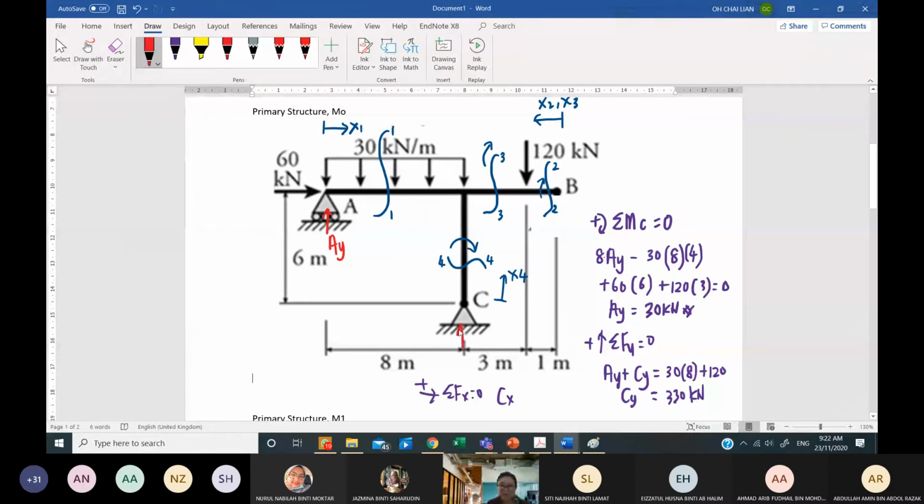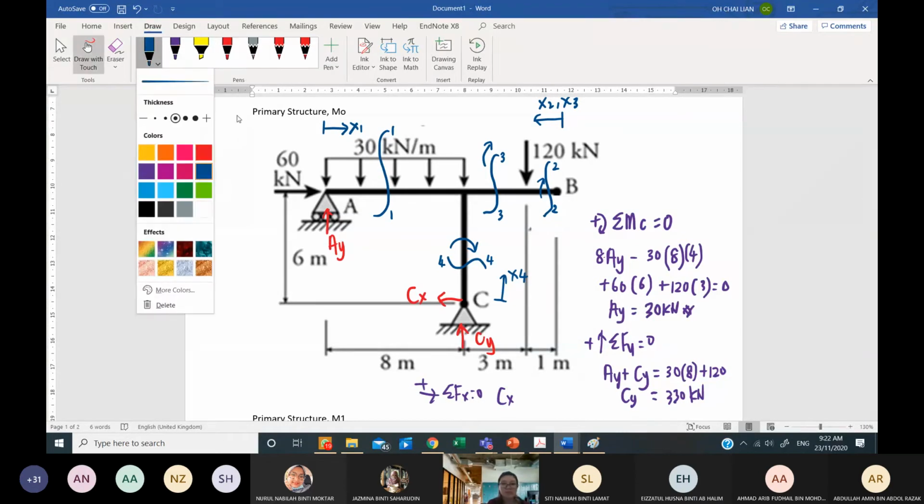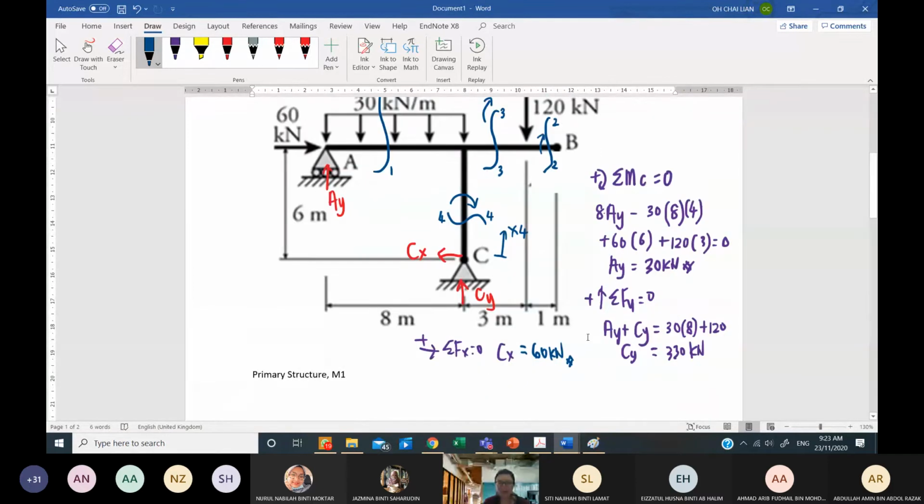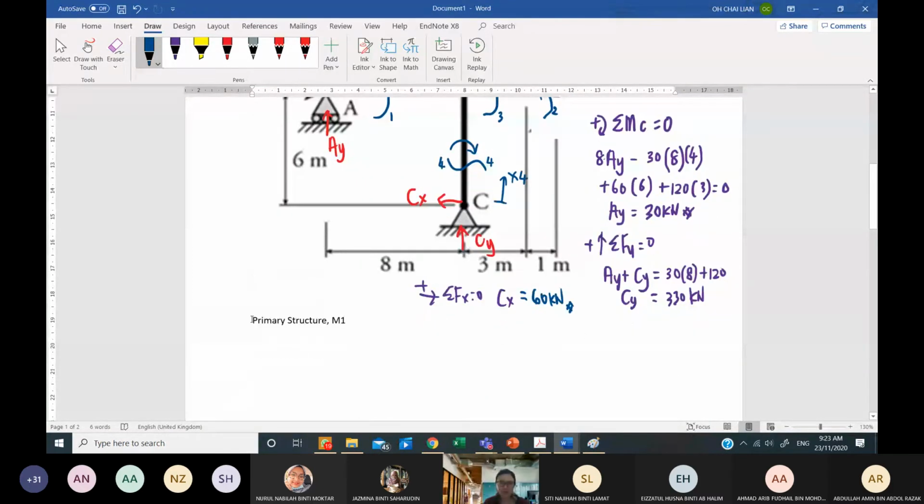I want to draw my CY, my CX. Okay. So my CX right now is equal to the only loading here. Am I right? Okay. So we have solved for the support reaction. Okay. So how about you? Done? Can we continue? Done. Okay. Done. So we do for M1 as well, the support reaction.